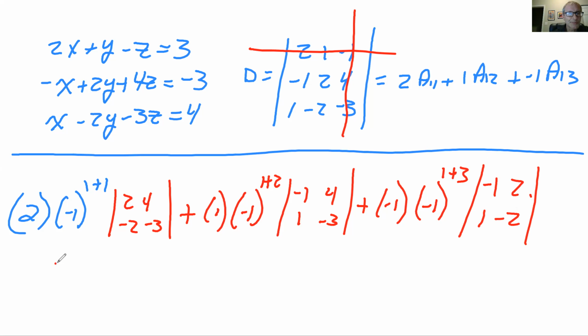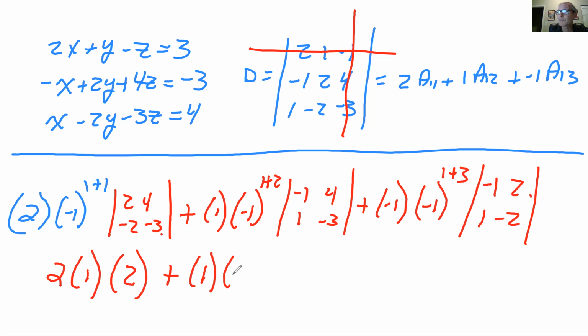So this would be 2. And this will give us a plus 1. And so what's this determinant? Well, I'm going to run out of room, so I'm just going to talk through it. This would be -6 minus a -8. So that would be +2. And then this one would be 1, and then this would be -1. And what is this determinant? This would be +3 minus 4. So that would be a -1.